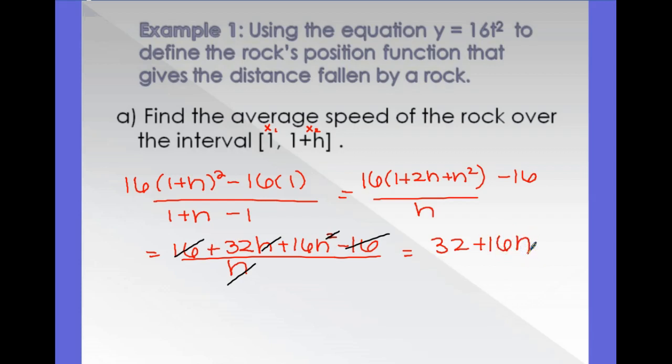So again, we don't have a particular h. h is some distance away. So just leave it like that? Yes. Because then you could say, find the average speed of the rock over the interval 1 to 1 plus h when h is 2 seconds later. What that would be is finding it at 1 and 3, because you plug 2 in for h and you get 3. So that h represents some time later.